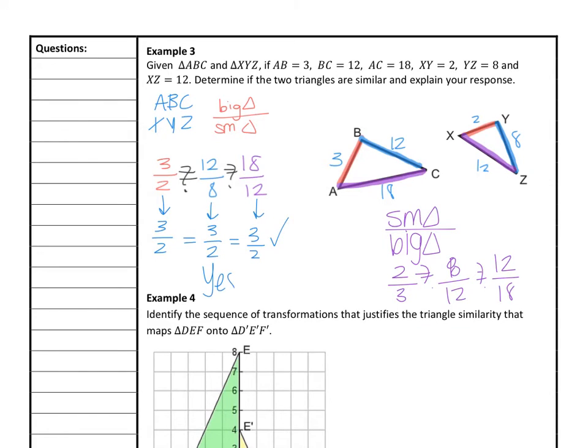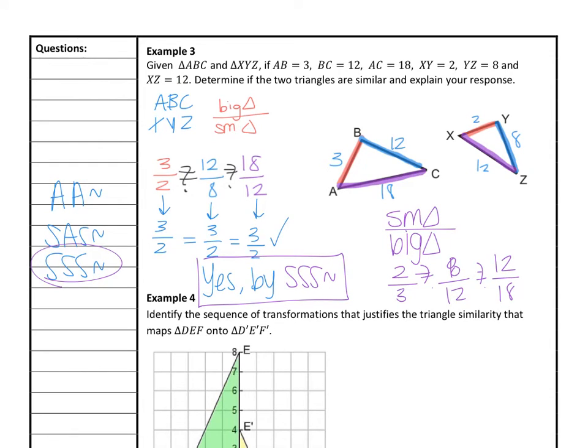That means yes, but we have to think of our three options. Remember, we didn't list them out at first, and we should have. AA similarity, SAS similarity, or SSS similarity. So in this case, it's SSS similarity because we have 3 pairs of corresponding sides in proportion with one another.